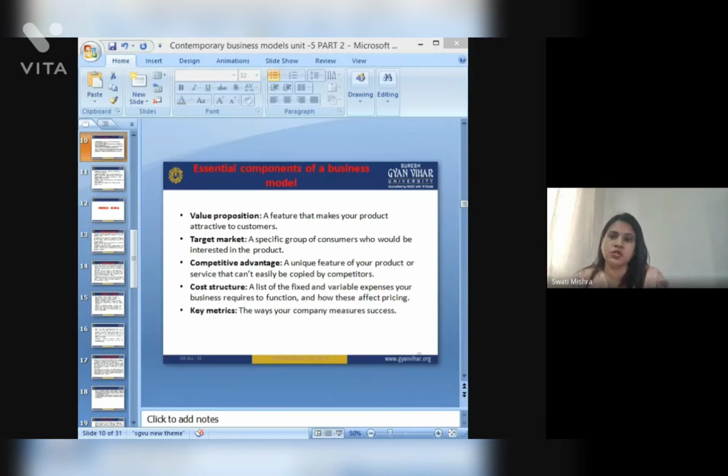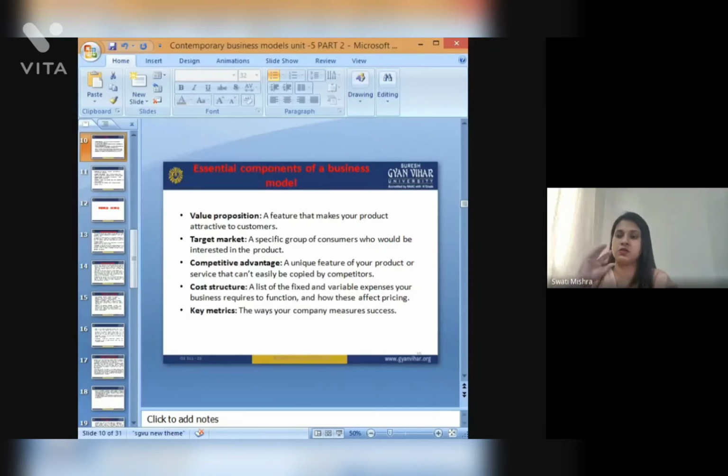So what goes into creating a business model actually? That is what is depicted on your screen. These are a few essential components that are required to create a business model. First of all, the first terminology that has been mentioned is the value proposition, which means a feature that makes your product extremely attractive to the customers as compared to any of your competitors' products. Second is the target market, which means any specific group of consumers who are interested in the same type of product.